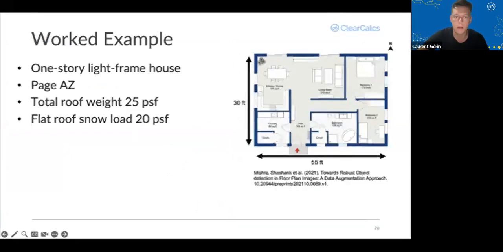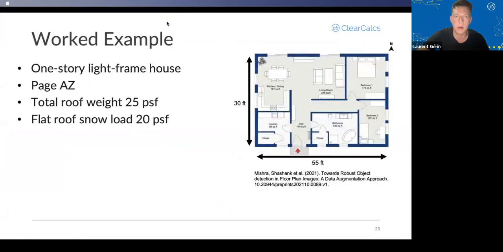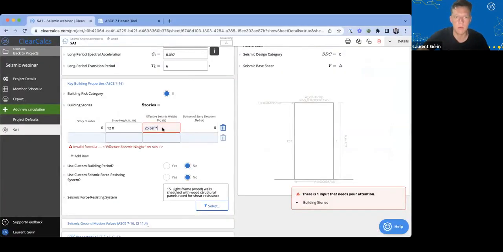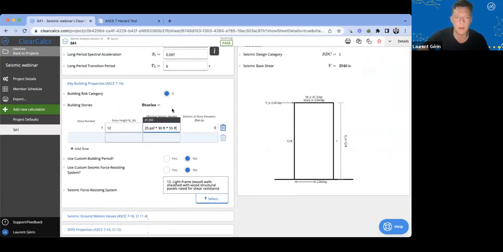So I'm going to go back now to my analysis. Right here. So 30 foot times 55 foot. And you'll see now we've got the units match. Everybody's happy. 41,250 pounds. That's my effective seismic weight.